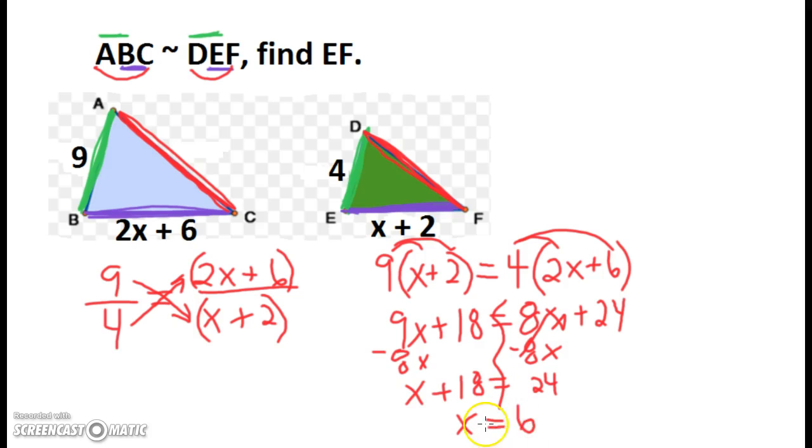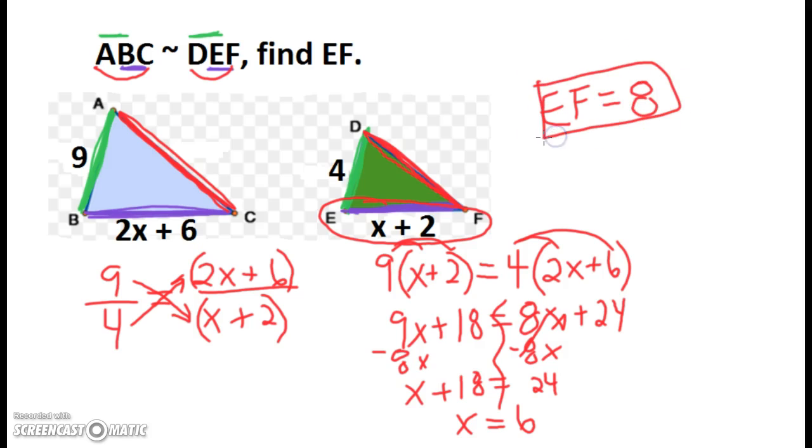All right, that is correct, but that's not the answer to the question, because the question says find EF. Well, here's EF down here. Let me circle it. Here's EF right here. So in order to figure out how long EF is, I need to take my x value and plug it in. 6 plus 2 is 8, so that means that EF is 8, and that is the answer to the question.